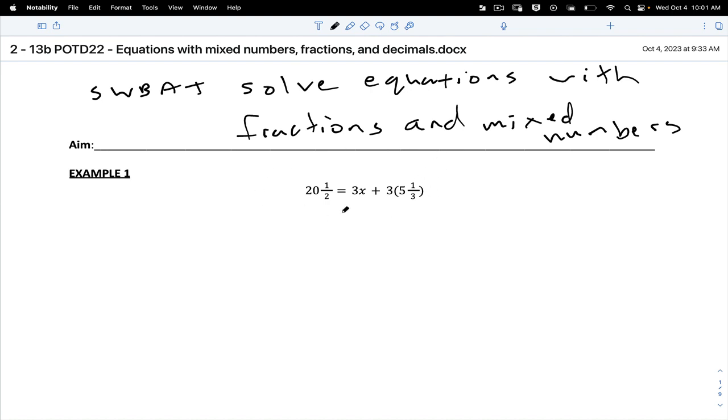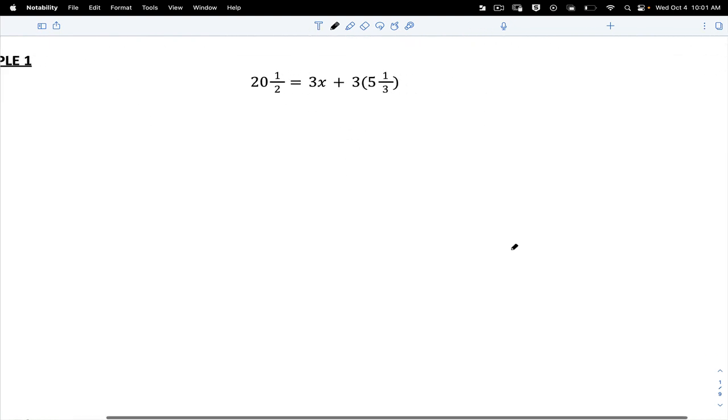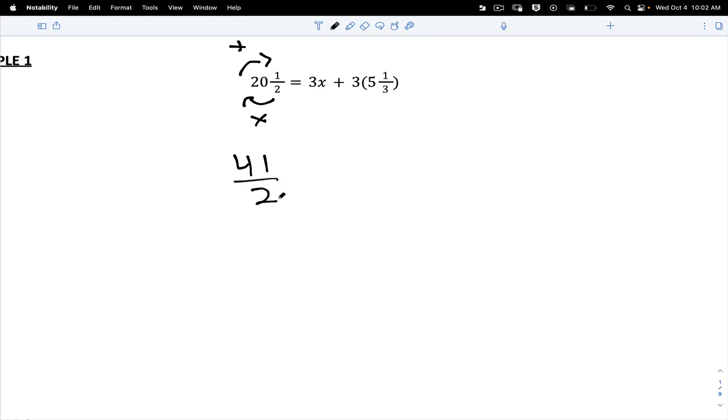To fraction bust, before I can do any multiplication, I need to make everything into a fraction, or an improper fraction. 20½ is a mixed number. That's not an improper fraction. I'm going to make that into an improper fraction by multiplying 2 by 20 and adding 1. 20 times 2 is 40. 40 plus 1 is 41. That's now an improper fraction. I can move on.